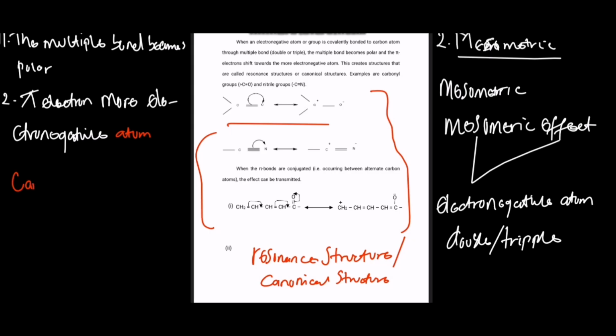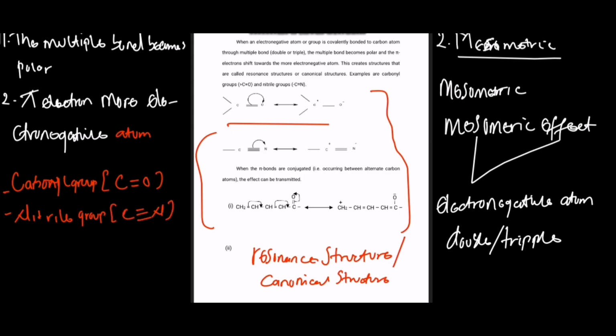The carbonyl group, which is C double bond O, right? The carbonyl group and the nitrile group, which is C triple bond N, right?